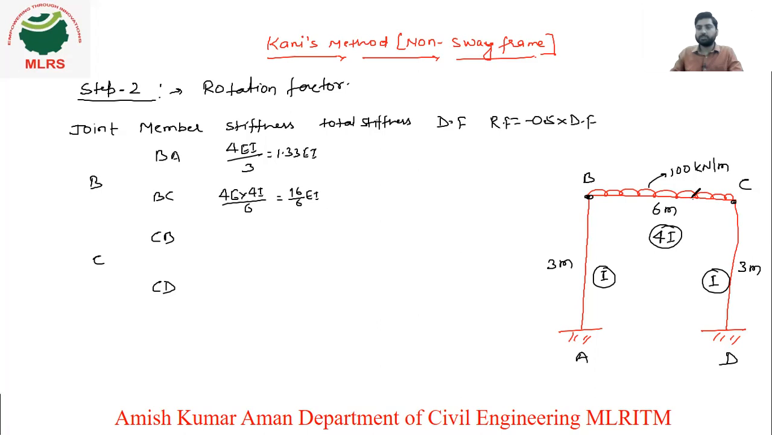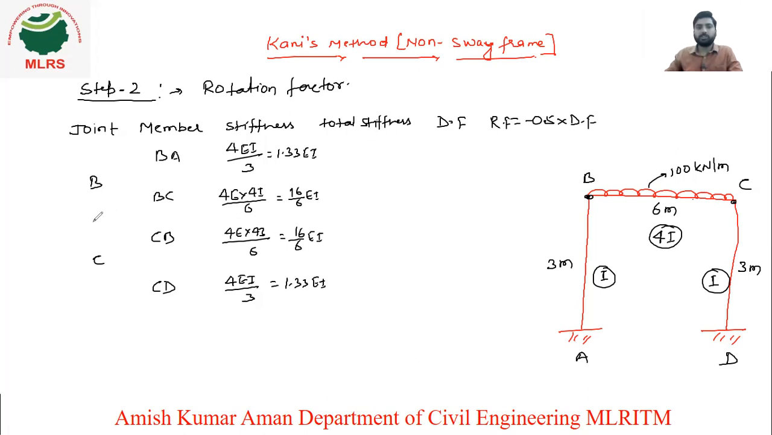Next, for CB, again 4EI by L. So 4 I is 4I, so 4EI by L, L is 6. So 16 by 6 EI. Next, for CD, 4EI by L, L is 3. So 4EI by 3, that is 1.33 EI.